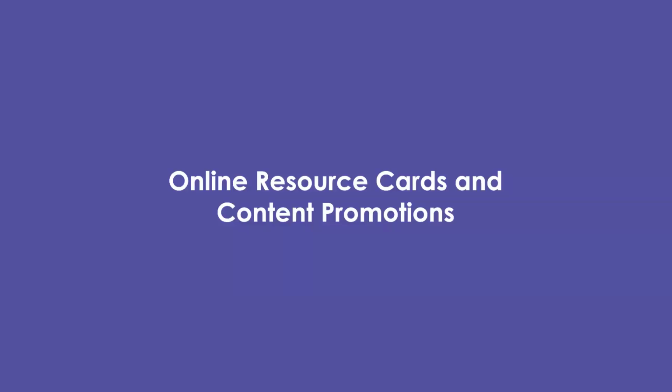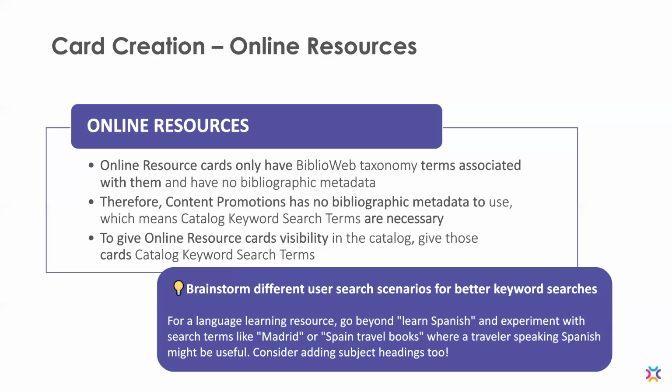Okay, online resources. Online resources is one card type that would definitely benefit from y'all adding some metadata to these cards. The reason is online resources are built in BiblioWeb, and when you create an online resource, you put in a title, you put in a description, and that's basically it. When you make a card for an online resource, you apply your taxonomies. But we don't have any way to link the online resource with the catalog like a list card would or an event card would.